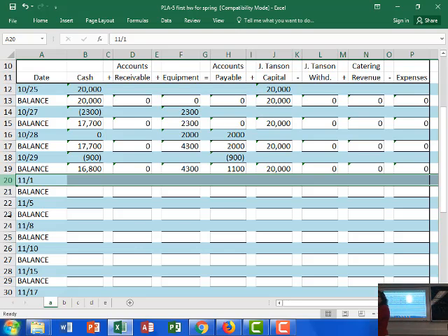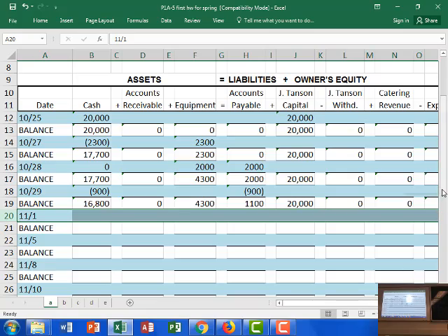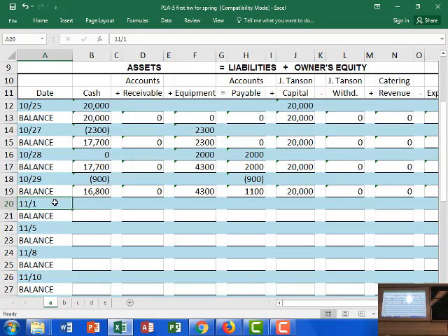So, November the 1st. Here we go. Catered to graduation and immediately collected cash for $1,300. Catered to graduation, probably a party or something, but immediately got the cash, not the crash, but got the cash. So, which 2 accounts are impacted? The revenue and the cash, yes.